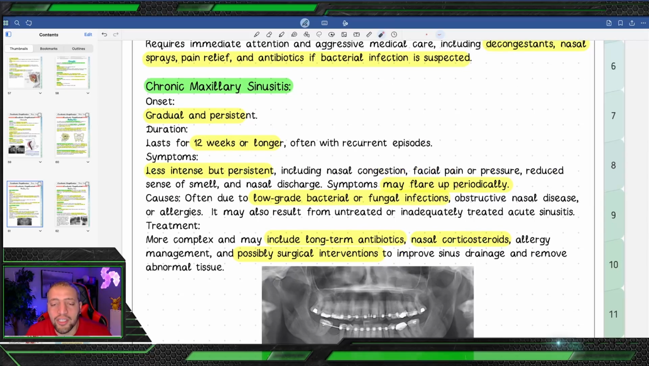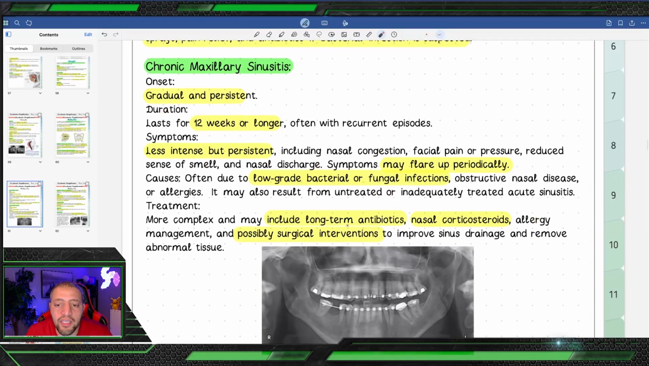It may flare up periodically, so it's not sometimes up, sometimes down. It has a low-grade bacterial or fungal infection. Complex treatment includes long-term antibiotics, nasal corticosteroids, and possibly surgical intervention.